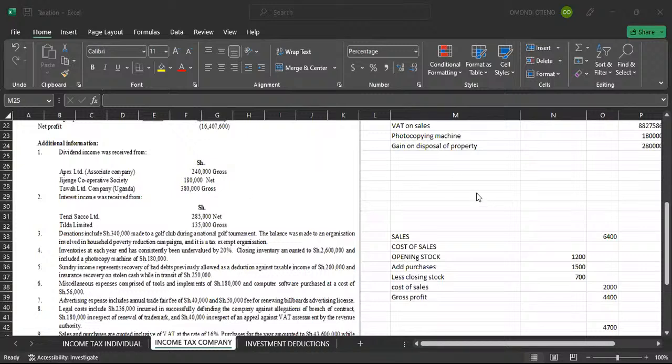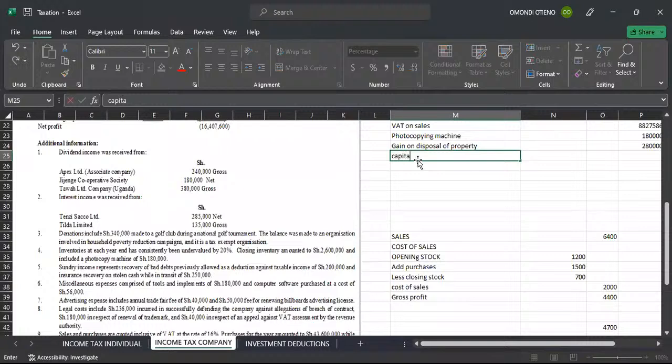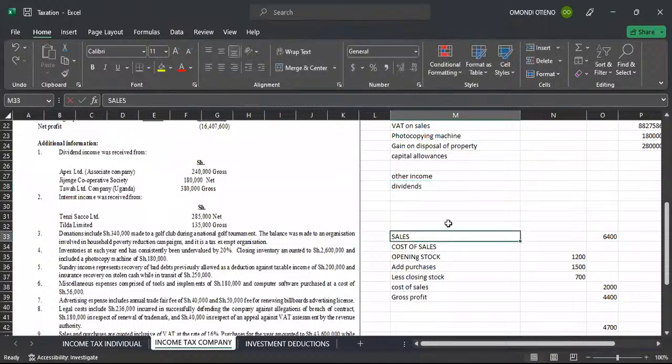Great. So what are we going to have? We have dividends, and these dividends we have from Jijenge Limited. So Jijenge Cooperative Society.